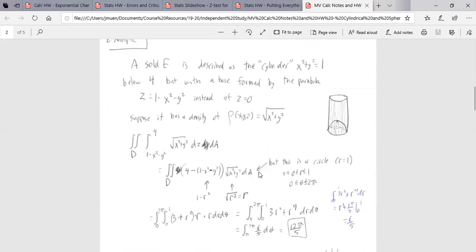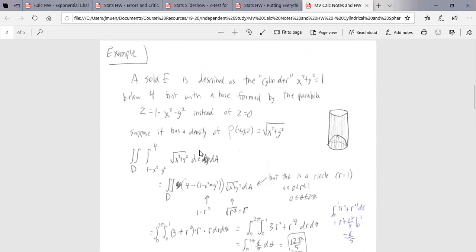So let's take a look. We've got some solid that's described as the cylinder x squared plus y squared equals 1, below 4, so only going up as far as z equals 4. But instead of the base being at z equals 0, we're going to have the base be formed by the paraboloid z equals 1 minus x squared minus y squared. This picture gives a rough idea of what's going on. Obviously, I didn't draw the axes in because it would have been disastrous.